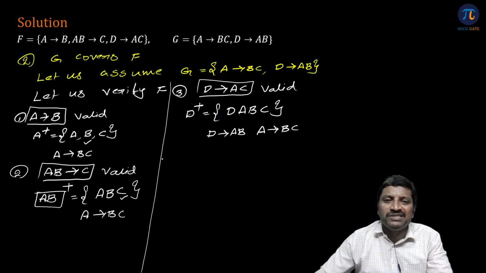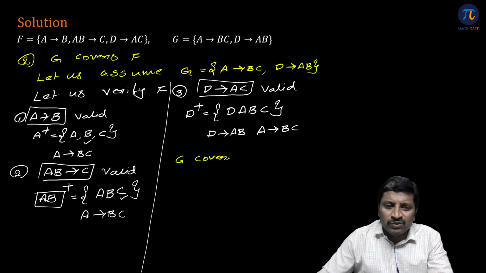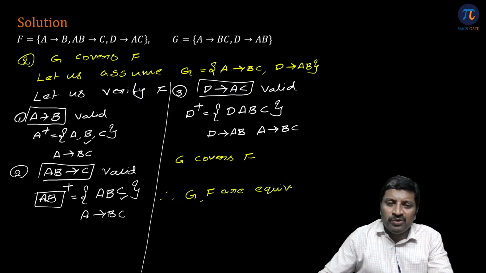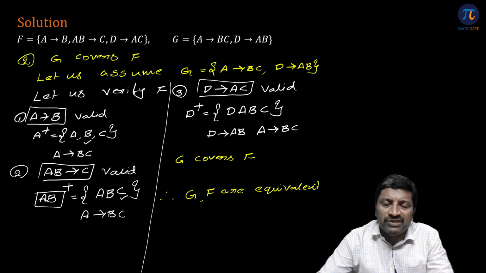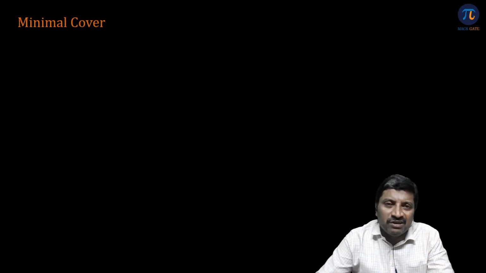The second half is G covers F. So we got F covers G, and we got G covers F. So G and F are both equivalent. Hope you understood how to verify the equivalence between two given sets of FDs. This is the third usage of functional dependencies. Is that clear, sir? Now let us go to the fourth use, minimal cover.